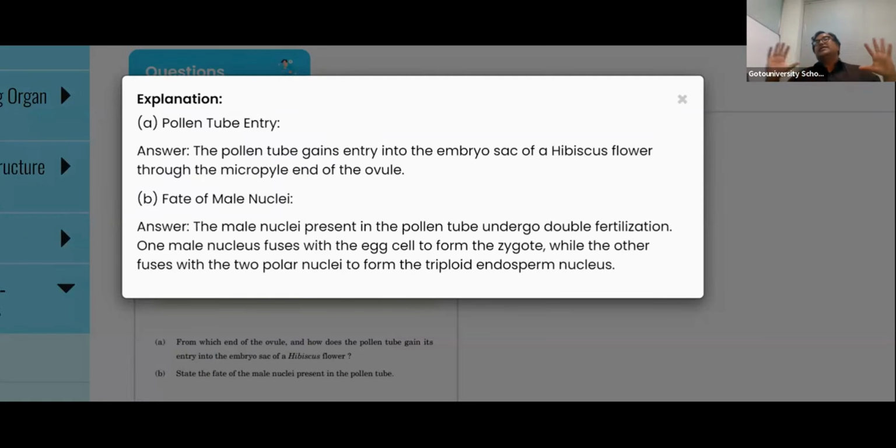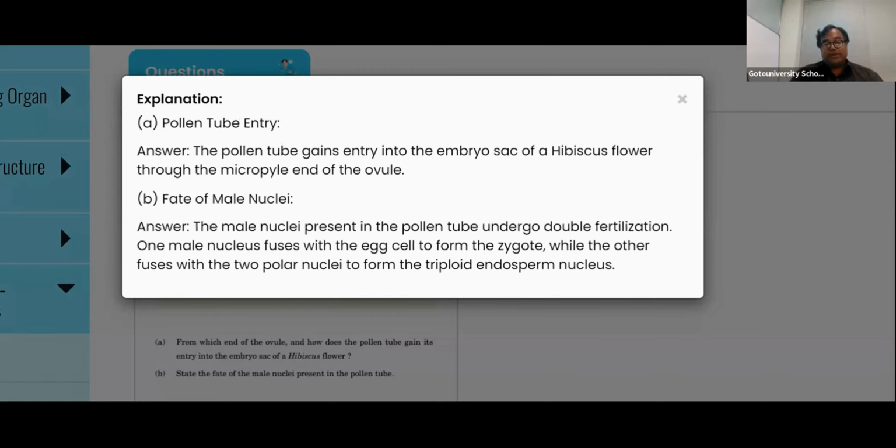Listen, you should not just randomly say anything. The pollen grain has a number of cells. It has the vegetative cell, the generative cell, and the tube cell. The tube cell of the pollen grain is exclusively responsible for the formation of the pollen tube, right? This is the way the answer narration should be when we are presenting the board answer.